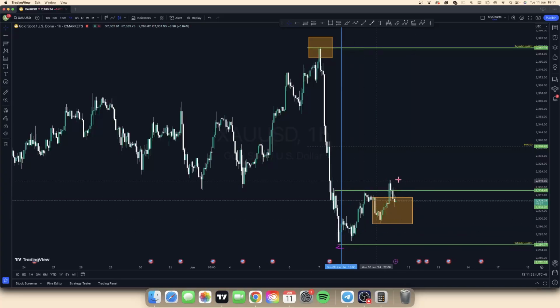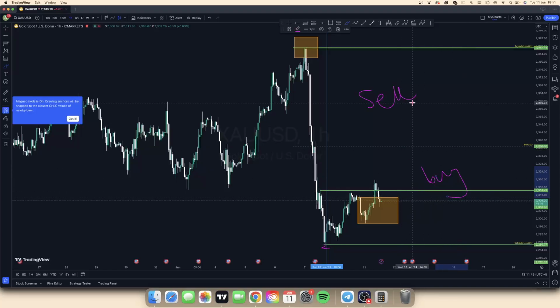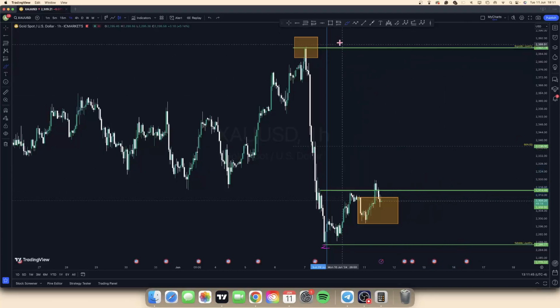This is an area where people would like to buy. Why? Because it's at a discount. Price is at a discount at the moment. I've marked this 50%. If you guys didn't notice this earlier, well done. This is the 50% from here to here. Anywhere above this level, you want to be a seller. Anywhere below, it's a buy level. So this gives me that bias, and it gives me that sort of narrative on what I'm expecting for today.